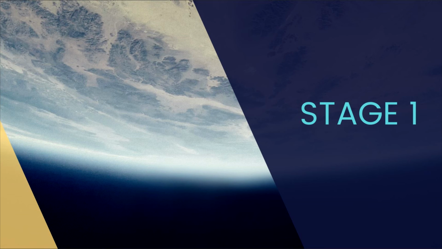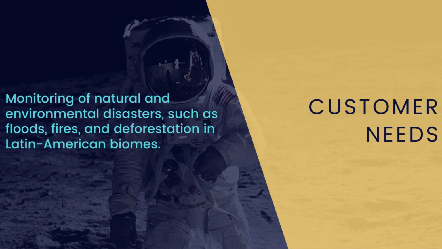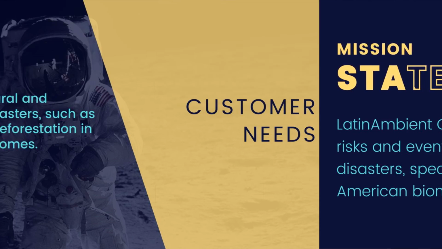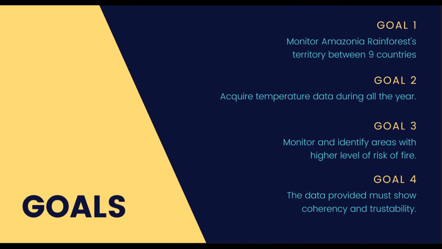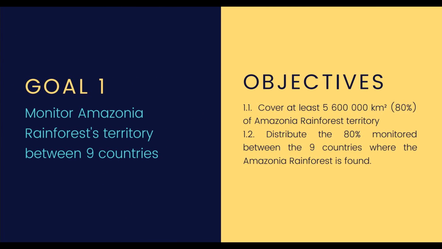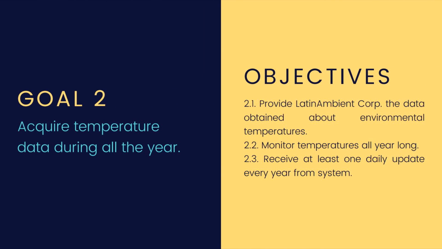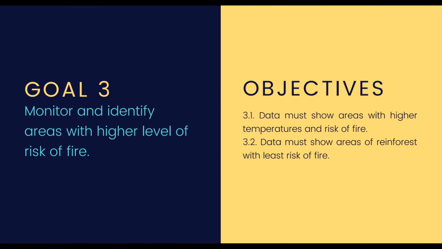In stage number one, after reading the customer needs, they wanted to monitor floods, fires, and deforestation. But to make that more adaptable to their requirements, we decided to go with areas with risk of fire. And for that, we have four goals. Our first goal is about coverage. Our second goal is about availability. Our third goal is about accuracy.